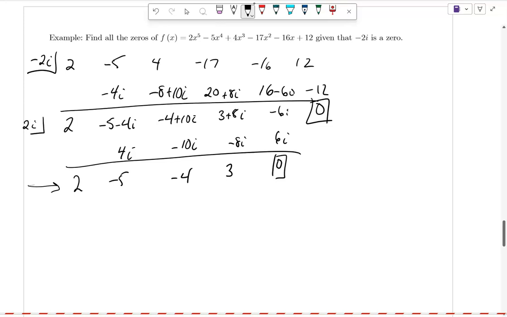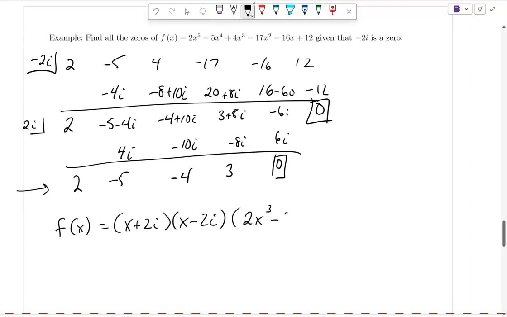Right? Okay. What was the degree of the polynomial we started with? 5. How many times have we run through? Twice. So what would be the degree here then? 3, right? Because we've taken out 2 of the degrees. Okay. So far, where are we at? We're at f of x equals (x plus 2i)(x minus 2i) and then 2x cubed minus 5x squared minus 4x plus 3. That's so far, right?